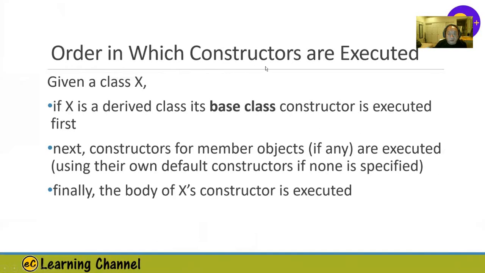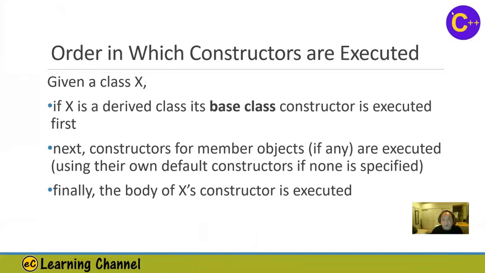The order in which constructors are executed, given the class X: if X is a derived class, its base class constructor is executed first. Then the constructors for member objects are executed. Finally, the body of X is executed. First from the base class, and then the constructors of member objects. Member object means what? Member object means not yourself.